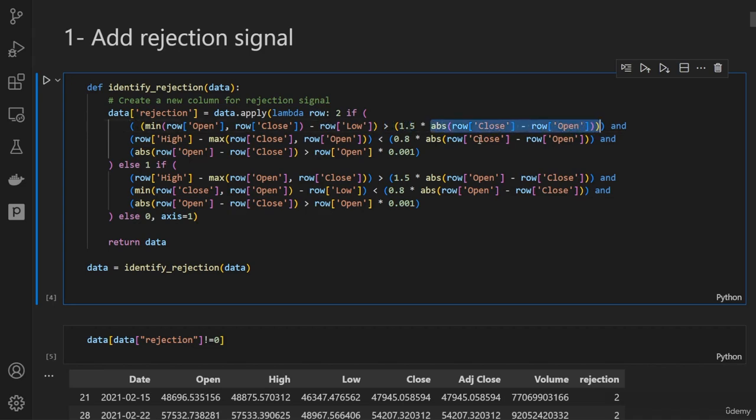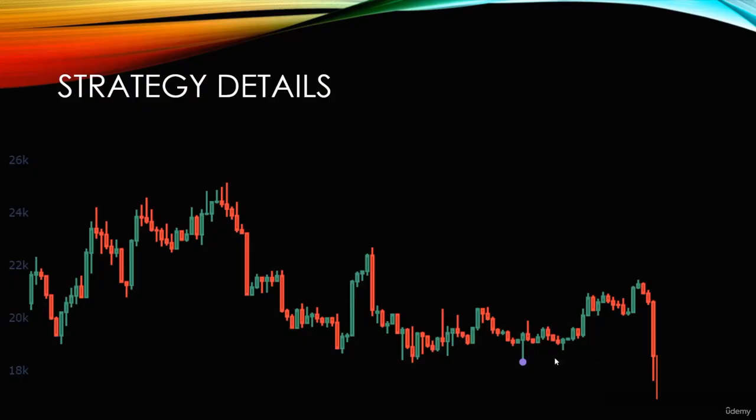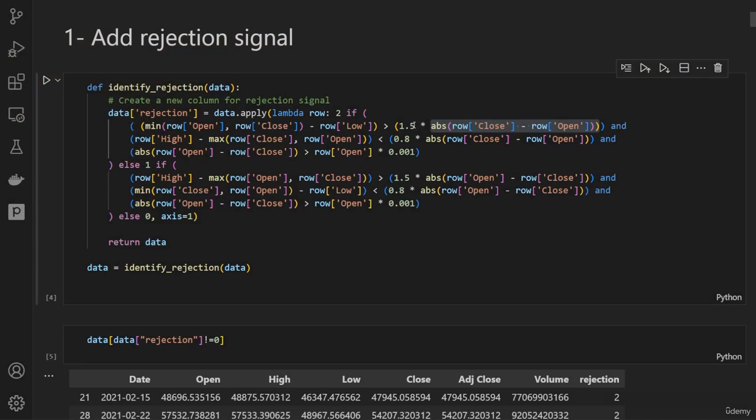And this makes sense. If you look at rejection candles, like this example here, we have the body, but then we have a long lower tail. And this is what the first condition will look for. So we assume that if the tail is greater than 1.5 times the body of the candle, we have a long tail, a relatively long tail.